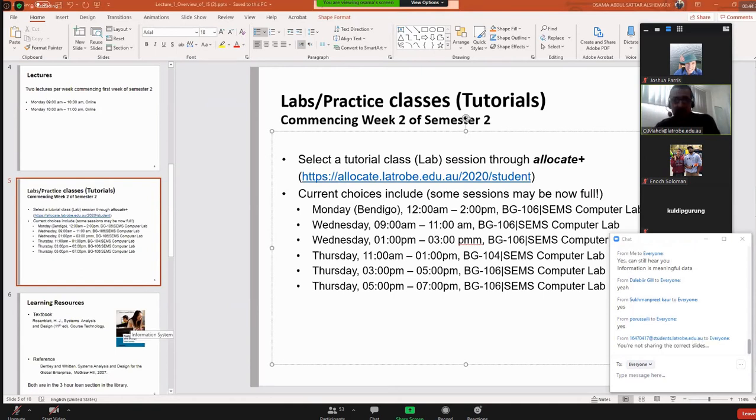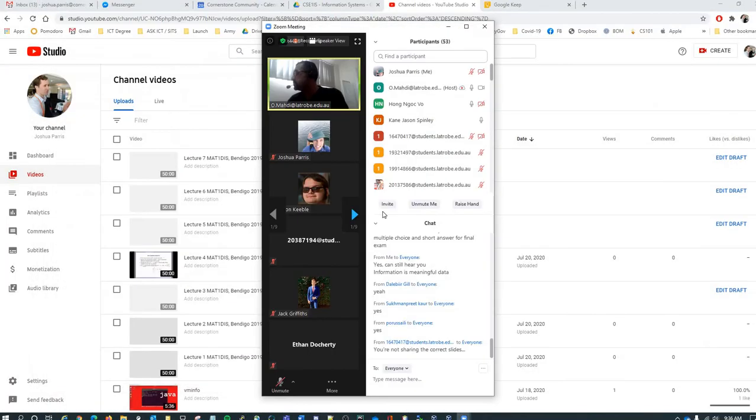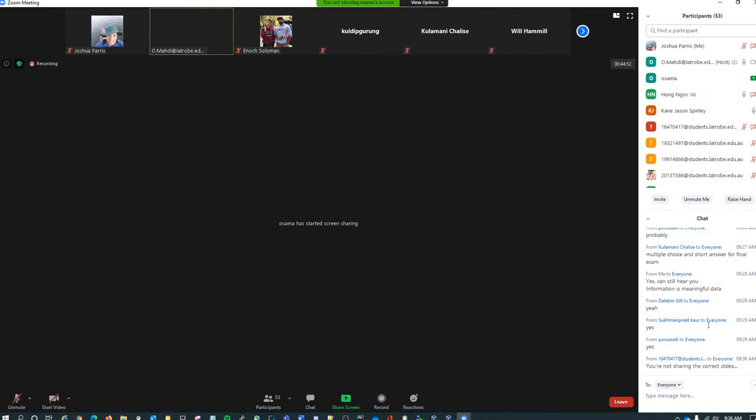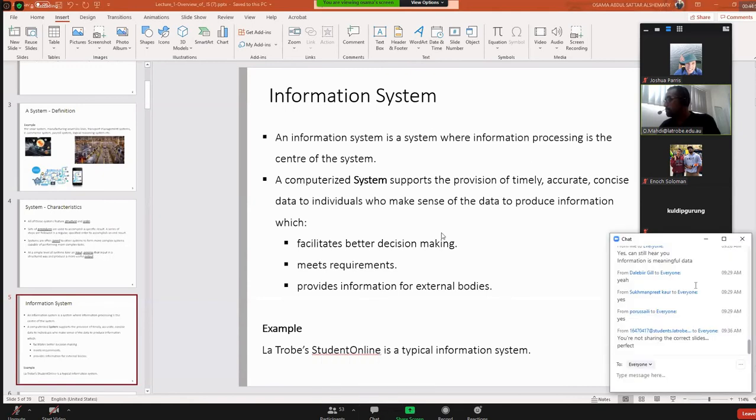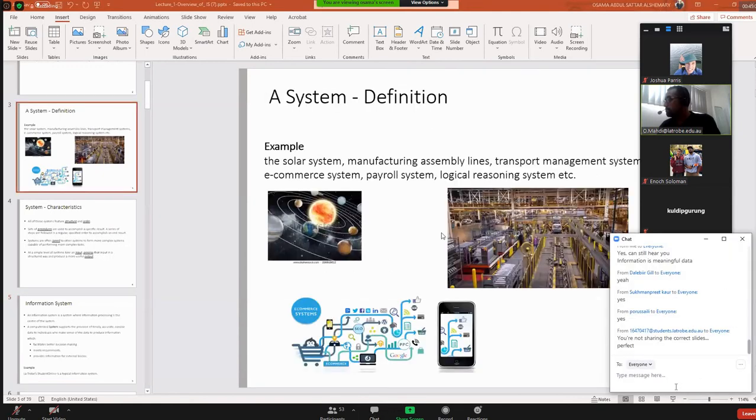A computerized... you are not showing. Oh, I'm sorry, I'm not showing the correct slide. How about now? All right.